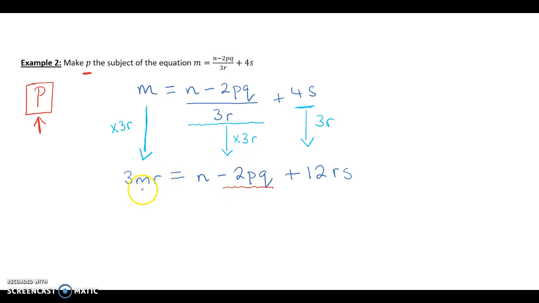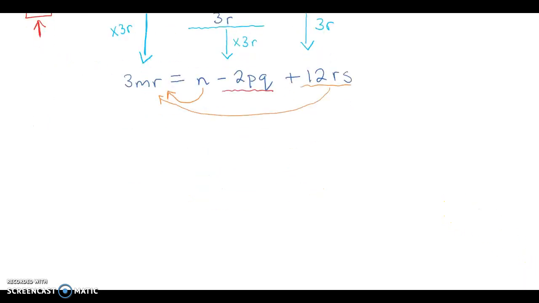So that would mean 3mr is okay, because it's on the opposite side of the p, but we're going to have to move both the n across, and the 12rs is also going to have to move across. And if we move those two across, we'll simply be left with the negative 2pq on its own on the right. And that's what we want. We want the piece that has the p to be on its own. So as we look at this, the next line is going to be 3mr.